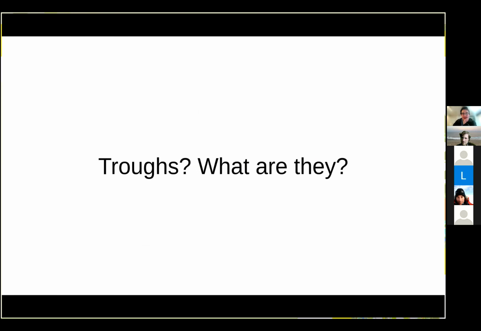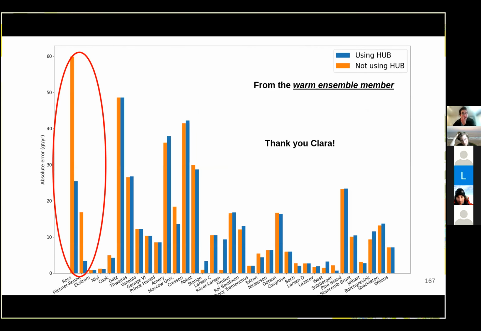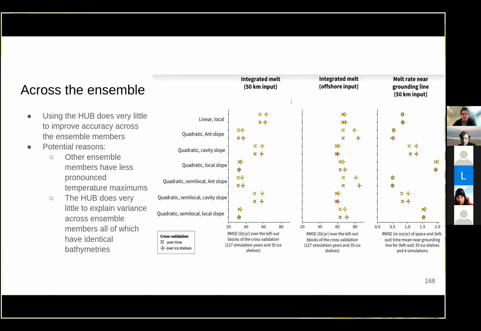sorry, let me go find it. This is data from Clara. So we plugged the hub into her assessment, the code from that paper, and we found that using the hub drastically reduced the error in the melt rate using T-squared times slope for the biggest ice shelves, which I can get into why that is maybe another time. But it didn't actually end up doing much better for all the shelves across Antarctica.